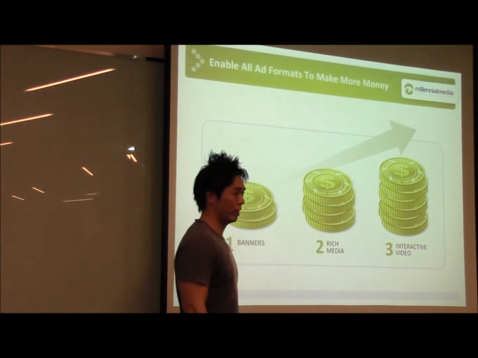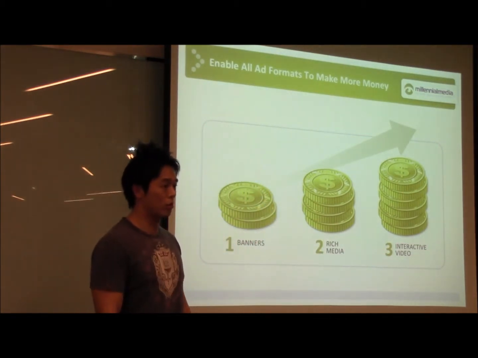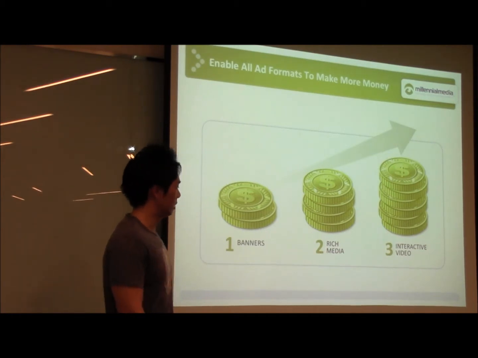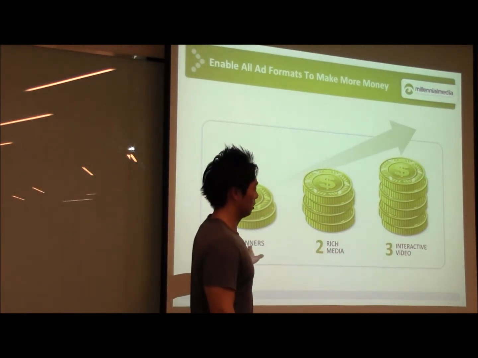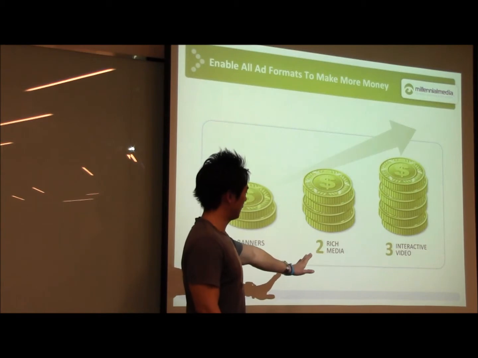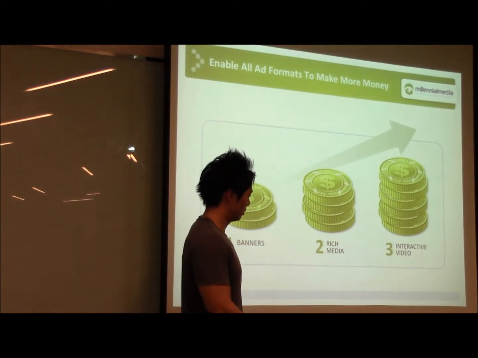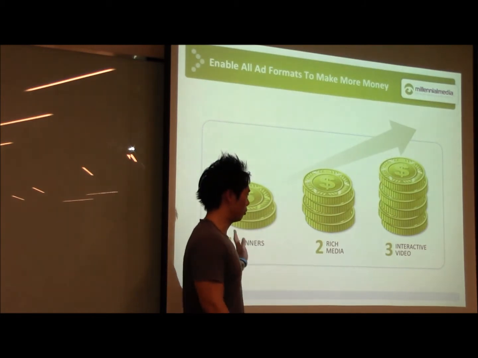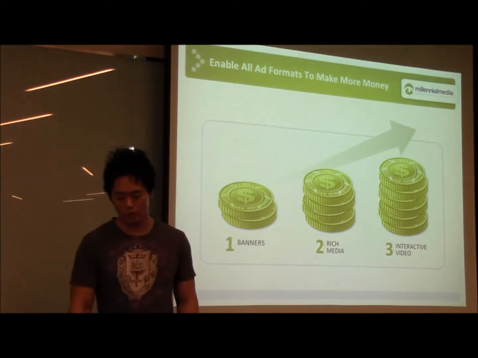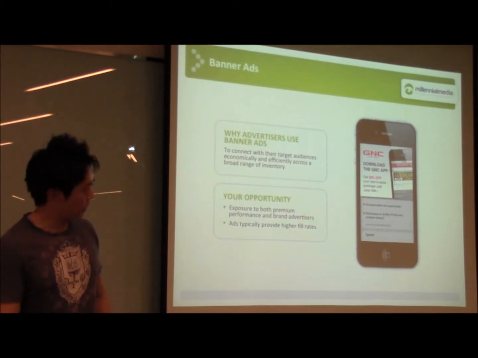eCPM for interactive video ads can go, I would say, $2, $3, or even $5. So basically, if you want to use ads as a monetization strategy, then definitely you want to see if you can incorporate all three of them. Let's look at individual ones.